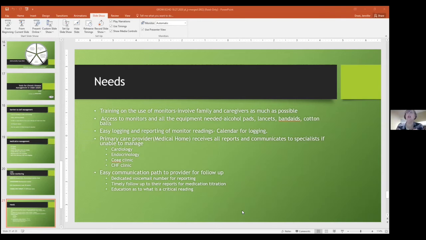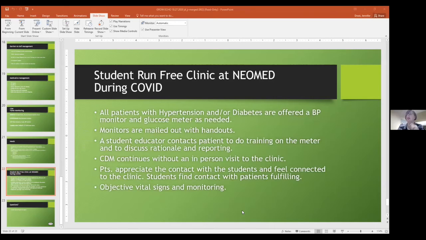Okay, next slide. So at the Student Run Free Clinic at NEOMED during COVID, we switched over to telemedicine. Basically, all the patients with hypertension and/or diabetes were offered a blood pressure monitor and a glucose meter as needed. The monitors were mailed out with handouts, and then a student educator would contact the patient to do the training on the meter and to discuss the handouts, the rationale, and reporting. And then they were given the reporting number to do that.